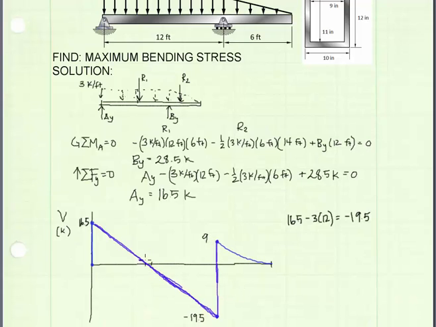Now it'd be useful to know right here where we cross the x-axis, and we can get that by taking this value 16.5 and dividing it by the slope of this line, which is 3 kips per feet, and that gives us a value of 5.5 feet. So that's this distance here to where we cross the x-axis.